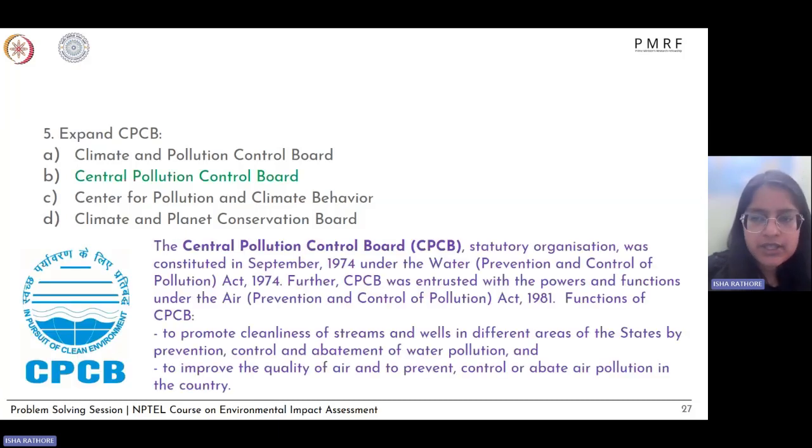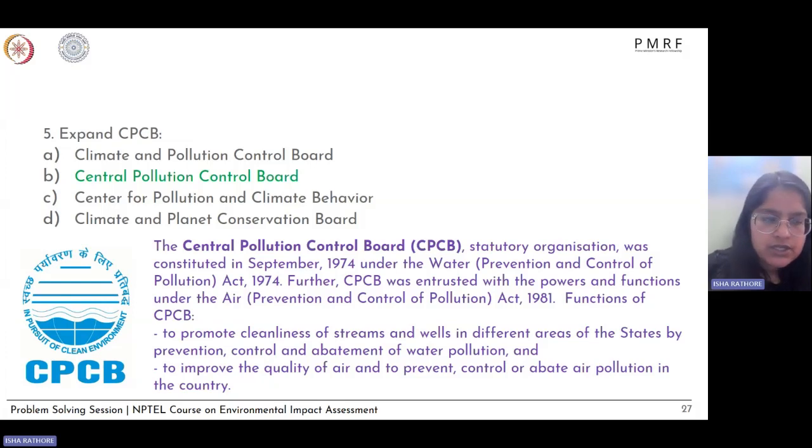So this is a statutory organization which was formed in 1976 under the Water Prevention and Control of Pollution Act. And the CPCB is entrusted with powers and functions under the Air Prevention and Control of Pollution Act of 1981 as well. So it has two functions basically: to promote cleanliness of streams, wells, and different areas of the states by preventing any sort of water pollution, and to improve the quality of air and to prevent, control, or abate air pollution in the country. So it does two things, which is prevents water and air pollution. So the correct full form for CPCB is B, that is Central Pollution Control Board.